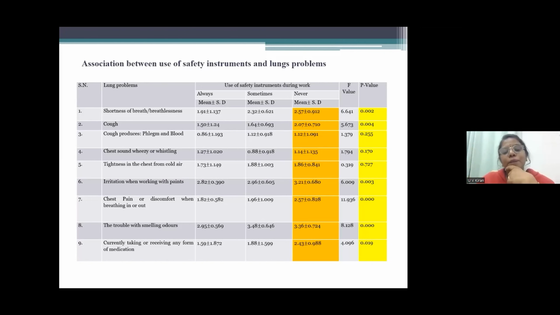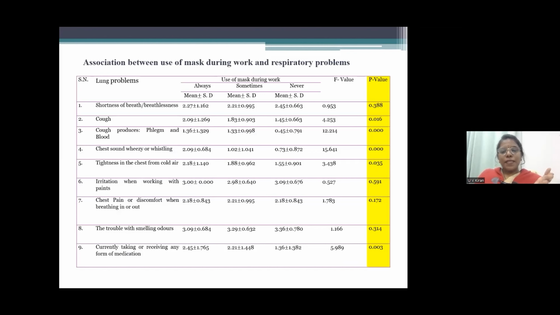So you can see that though a mask is protecting, we cannot say that it is completely protecting them, because the kind of mask they're using is very conventional. But still, you can see the difference between the people who never use and who use. There is at least some kind of protection among the people who use the safety gear. So when we see only the mask, you can see the difference here.